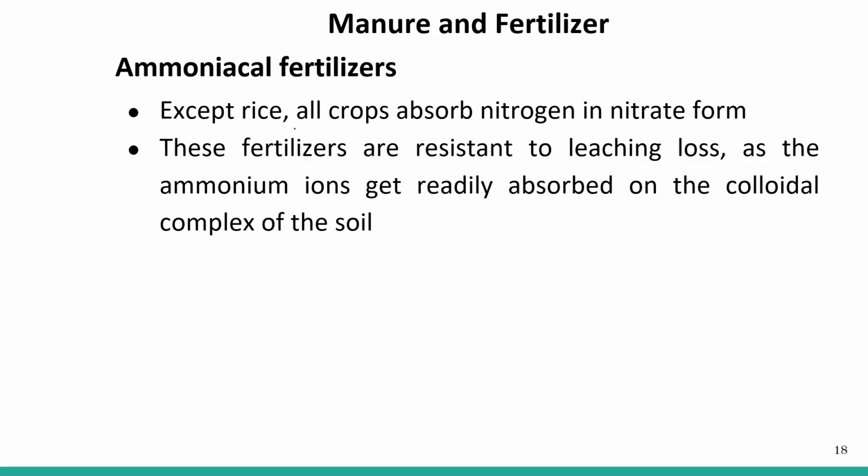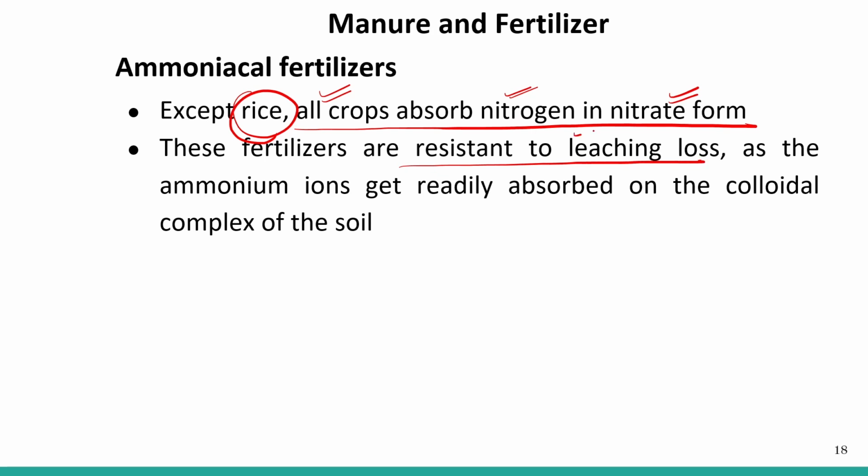Except rice, all crops absorb nitrogen in nitrate form. So except rice, all the crops, whether it is pulses or another type of cereal crop, they all absorb nitrogen in the nitrate form. These fertilizers are resistant to leaching loss. Very important.